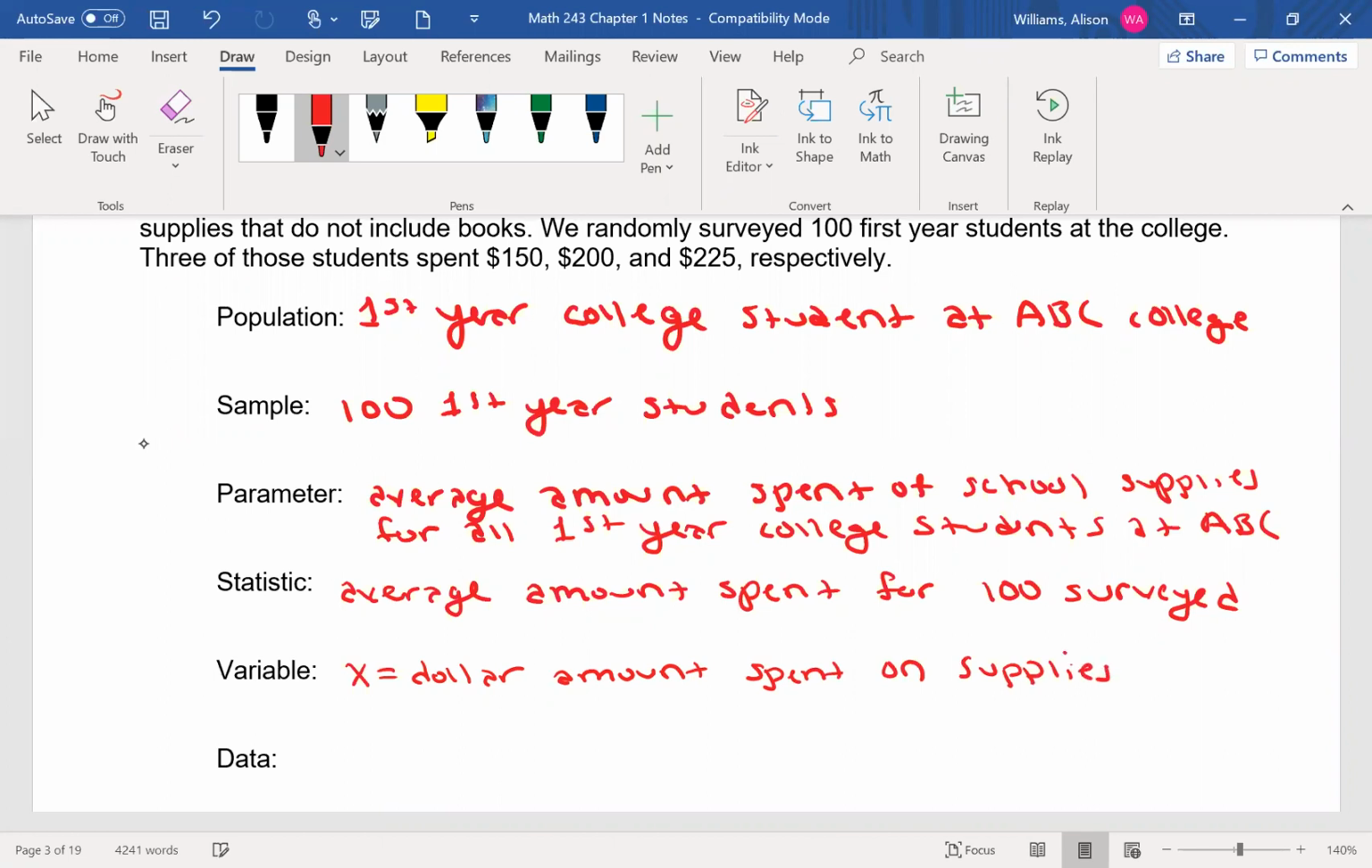All right. Now the data itself is going to be dollar amounts. Okay. So these are the actual dollar amounts. And they kind of gave us an example of that. So we'll go ahead and list that. For example, the $150. Oops. That does not look like a one there. Sorry. $150, the $200, and the $225 would be types of data we would see for this.